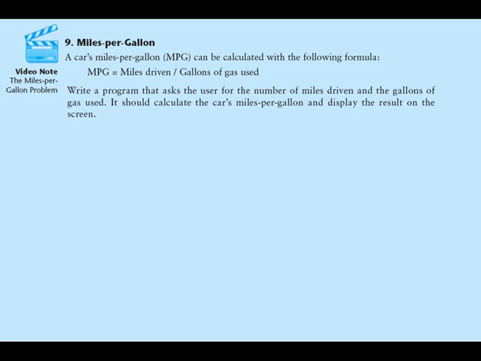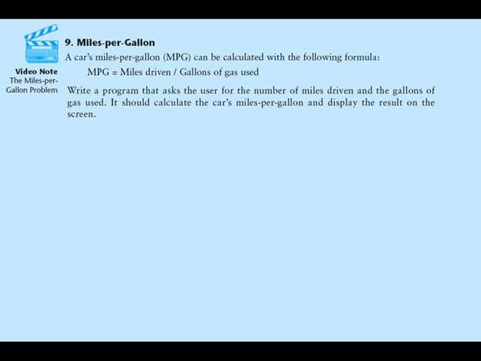In this video, we're going to talk about one of the programming problems at the end of Chapter 2. It's problem number 9, the miles per gallon problem. And we're also going to step through the process of writing a program to solve this problem.